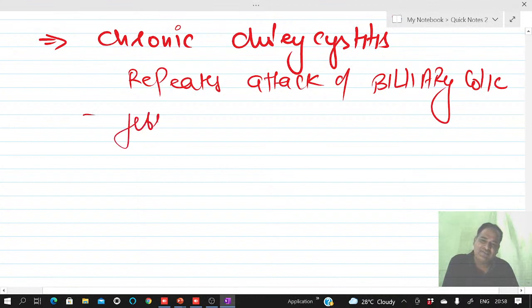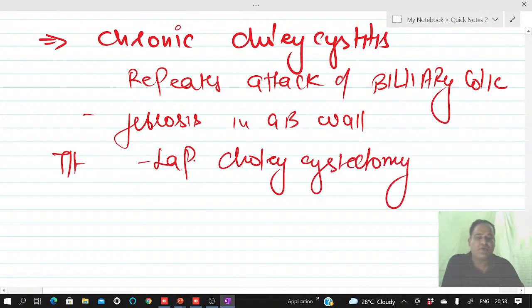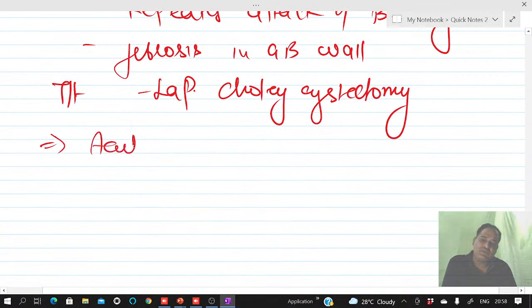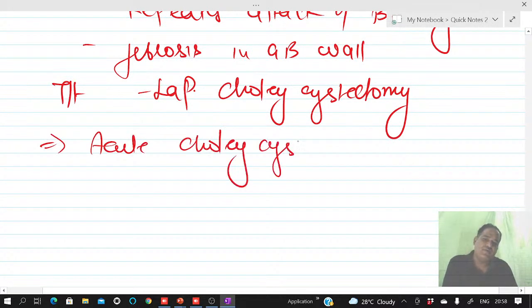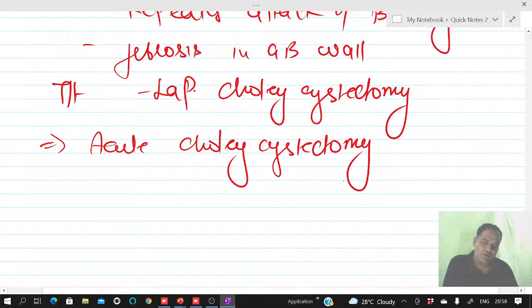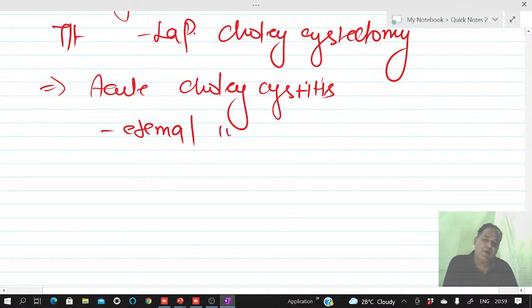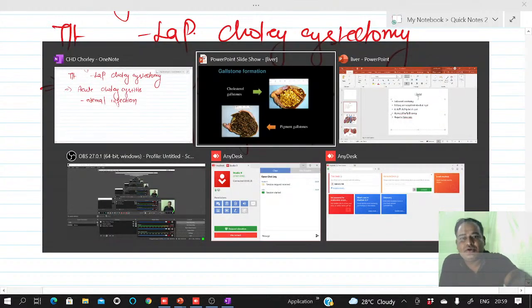So this causes fibrosis in the gallbladder wall. What is the treatment? The preferred treatment is laparoscopic cholecystectomy. The other thing which is caused by the gallstones is acute cholecystitis. When you become a surgeon, the only thing on your mind is lap cholecystectomy. So it is going to cause acute cholecystitis. There will be edema. There will be infection.